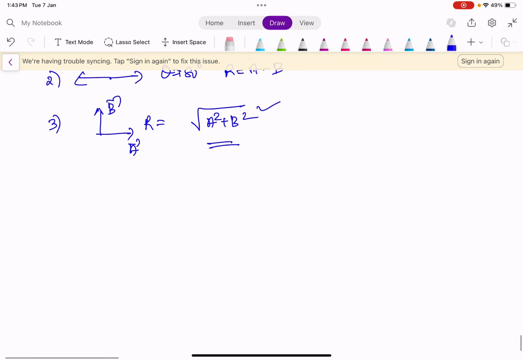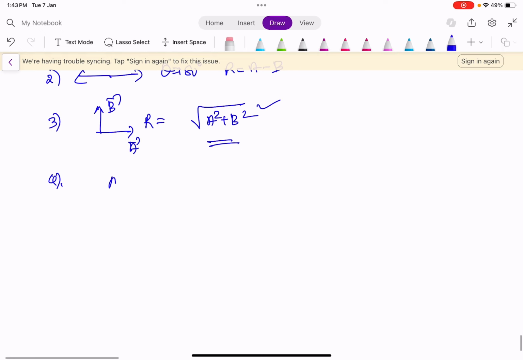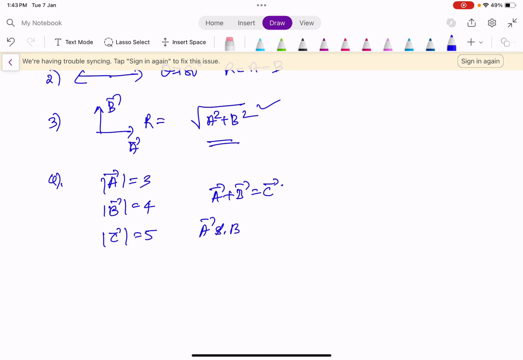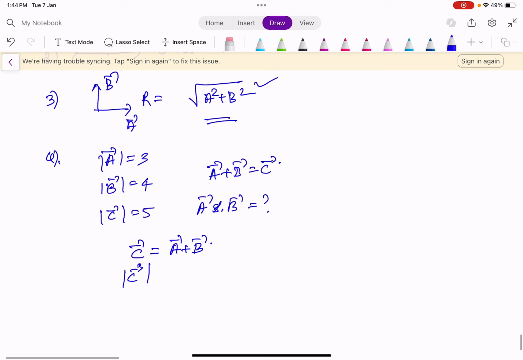Okay, suppose we solve a question. Magnitudes of three vectors are given: a is 3, b is 4, c is 5, and they give a plus b equals c vector. They are asking for the angle between a and b. So c vector is given as a plus b. Suppose we take the mode of this resultant. C is the resultant of two vectors, correct? It means addition of two vectors. How will the resultant be? Root of a square plus b square plus 2ab cos theta. That we have seen now.